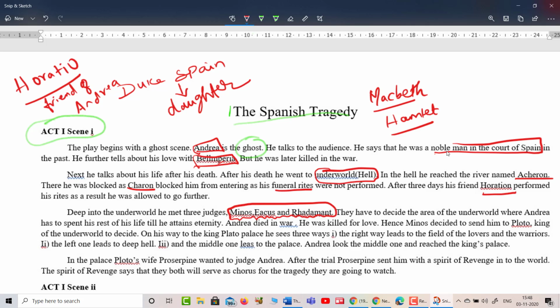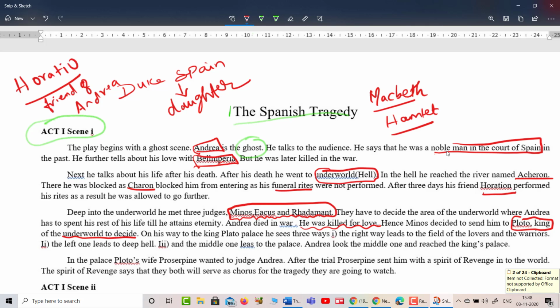He was killed for love. This is most important. He was killed because he fell in love with the daughter of the king or duke. Hence, Minos decided to send him to Pluto, the king of the underworld, to decide. So Minos sends the spirit of Andrea to Pluto, the king of the underworld.